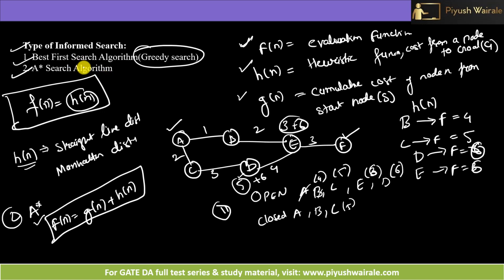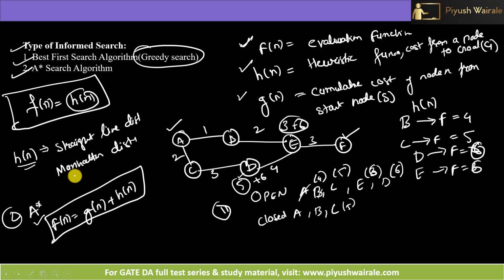The difference between these two algorithms is the evaluation function. We have h of n. In the case of greedy search, it is completely based on the heuristic value. In the case of A star search, we also consider the cumulative cost of a node along with the heuristic function. Right, now let us take one more example.